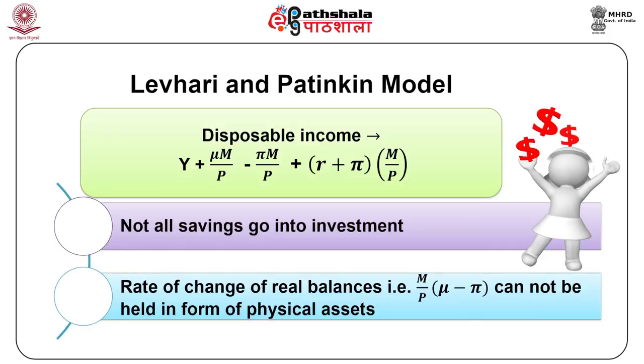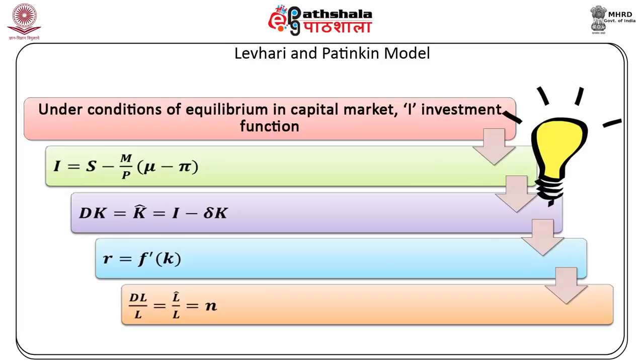Not all of the savings go into investment. The rate of change of real balances, that is M/P multiplied by (mu minus pi), cannot be held in the form of physical assets. Hence, under the conditions of equilibrium in the capital market, the investment function can be defined as I = S - (M/P)(mu - pi).